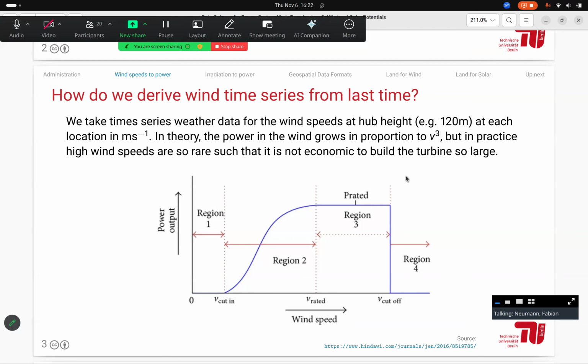There are maybe two main ways how you can get to these wind production time series. Either you have a site, there's a wind turbine there already, or you have wind measurements paired with power production profiles already.